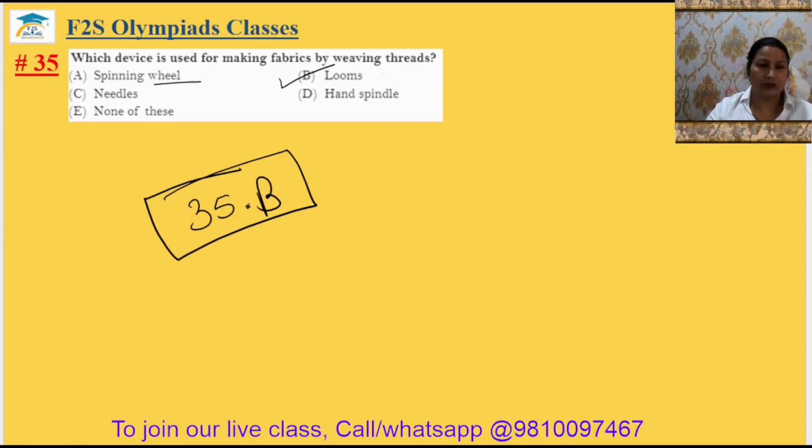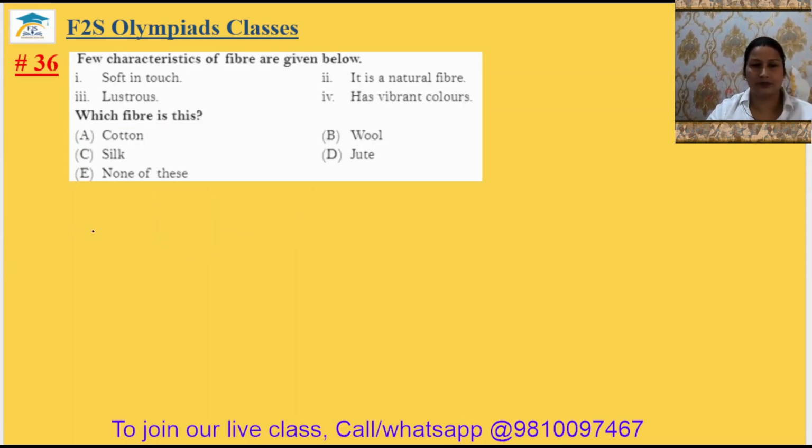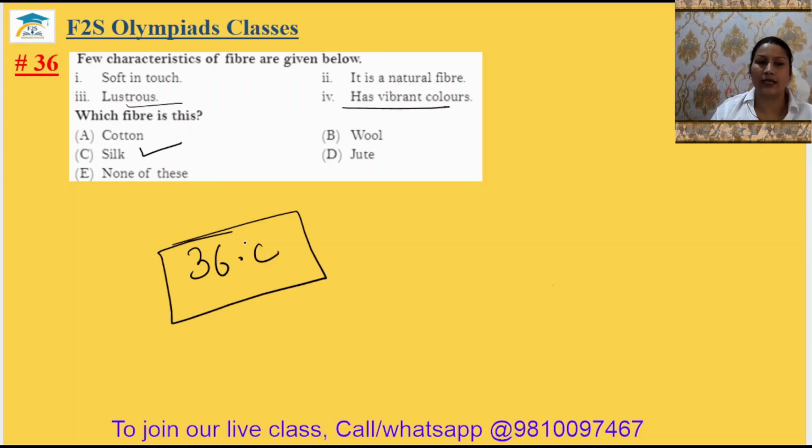Okay, question number 36. Few characteristics of fiber are given below. Soft in touch, it is a natural fiber, it is lustrous and has vibrant colors. So what will it be? So lustrous and has the vibrant color, it means it should be silk. So 36 answer will be option C, because silk is shiny in color.